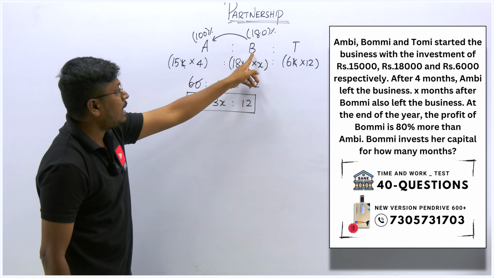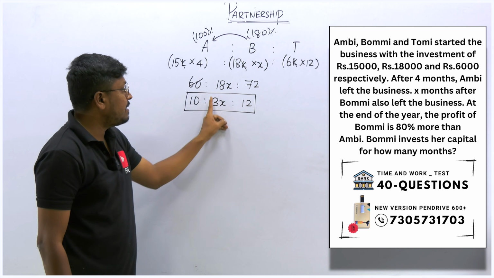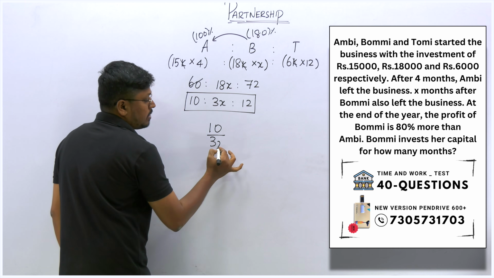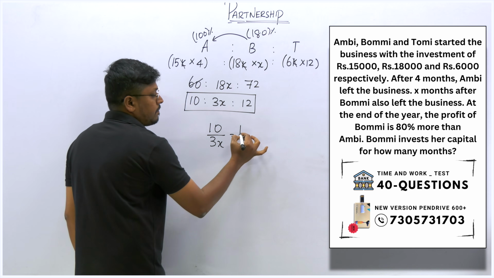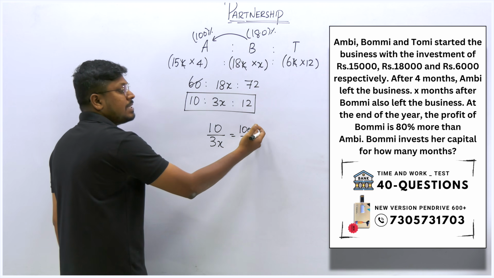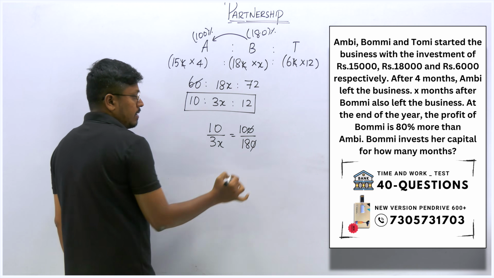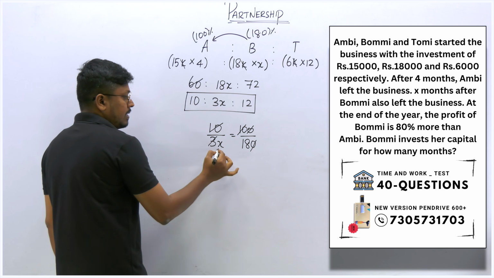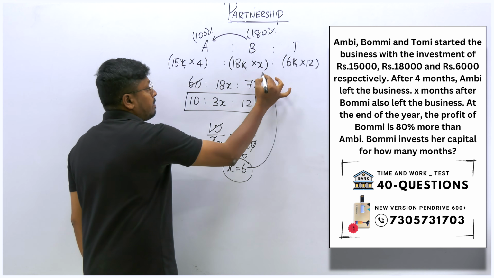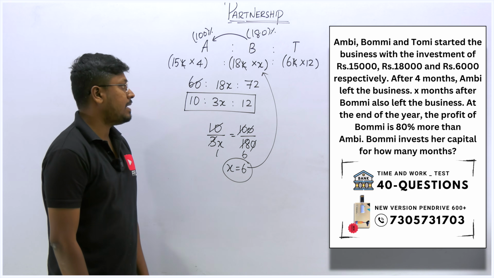And we know that the second person's profit is 80% more than the first person's profit. So the second person's investment is 3x, the first person's investment is 10. So 10 divided by 3x, both persons' investments, and if the first person's investment is 100 rupees, the second person's investment will be 180. Because one person is 80% more than the first person. So now we can cancel 0 and 0 here. Similarly, we can cancel 10 and 10. 1 3s are 3, 6 3s are 18. So finally, we got x is equal to 6. That means person B is in the business for 6 months. So this will be the answer for this question.